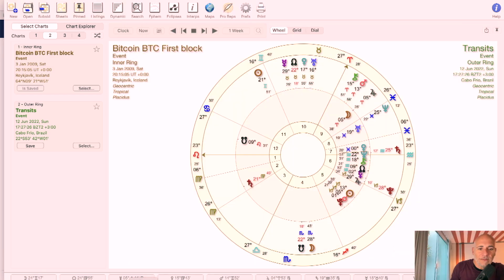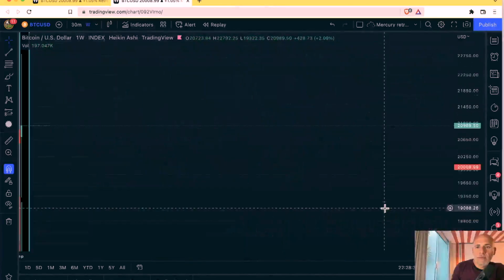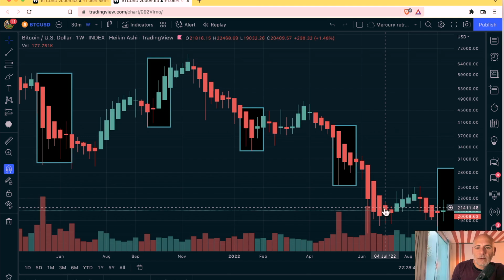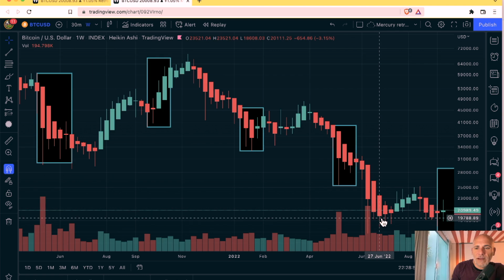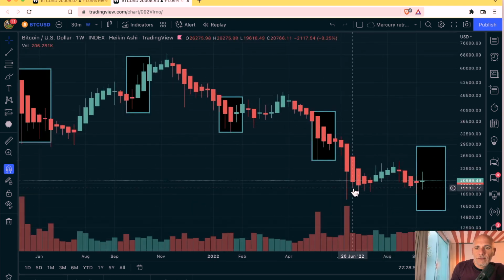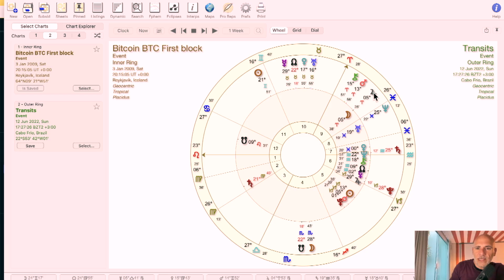See what happened in June 2022. Here is what happened. Bitcoin fell to below the 20K. This is June. Exactly here. This candle that fell to 17K was June 13. Exactly Jupiter on the moon. And it was eclipses time, and the moon was on the south node.